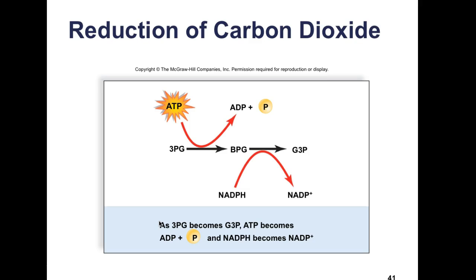The reduction of carbon dioxide ultimately is summarized. We have the 3PG to G3P here. So here's where that ATP comes in. Here's where that NADPH comes in. Both of those are supplied to the Calvin cycle from the light-dependent reaction where they are made.